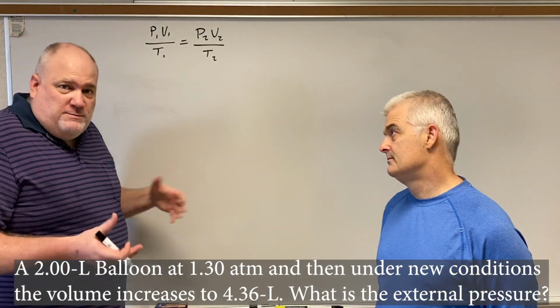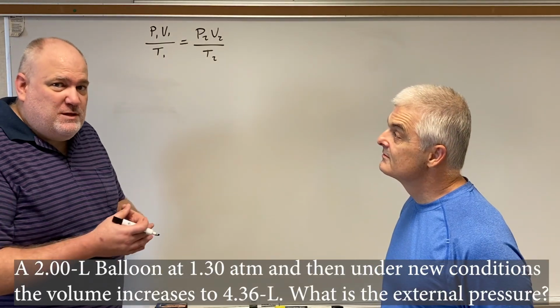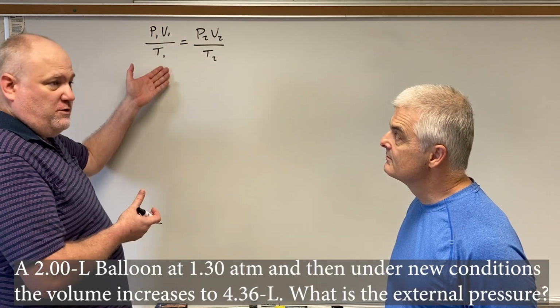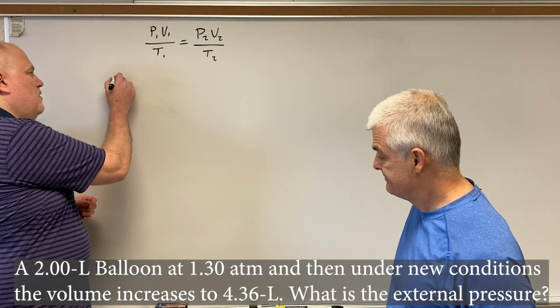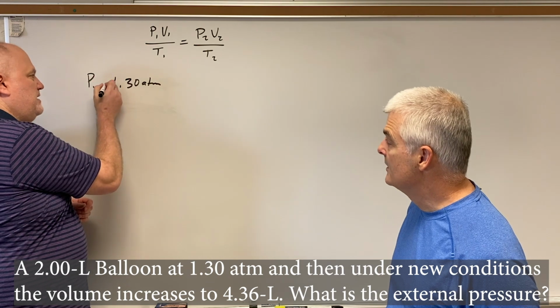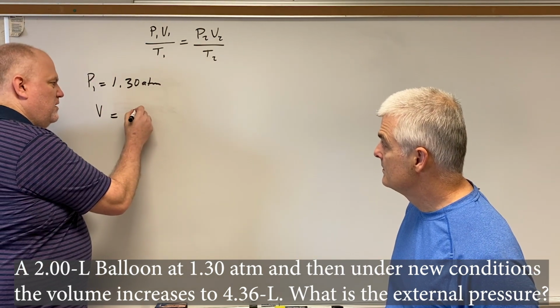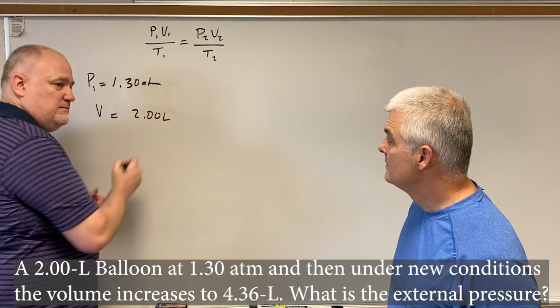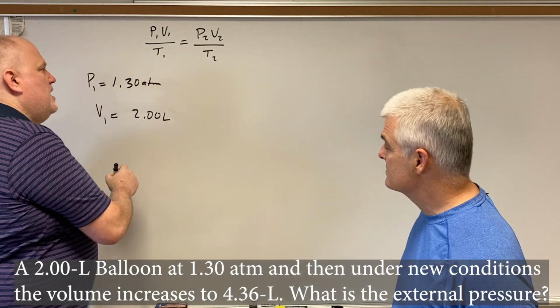All right. So in this particular problem, we have a balloon and we're messing with the balloon. As a reminder, anytime that you change variables, we use this equation. The problem tells us the pressure of the original balloon is 1.30 atm. I'm going to write P1 here because that's the original pressure. The volume of our original balloon is a paltry 2.00 liters. It's a 2-liter balloon. And now we're changing the conditions.